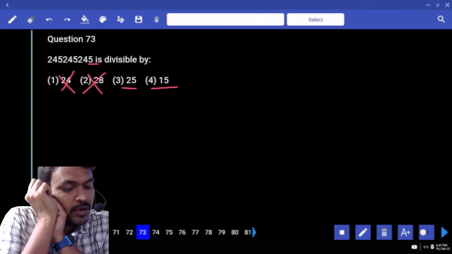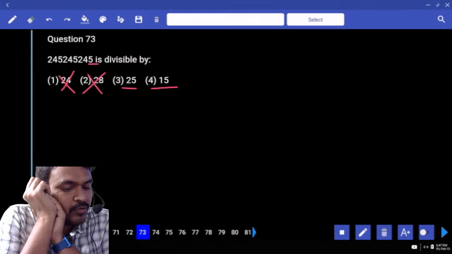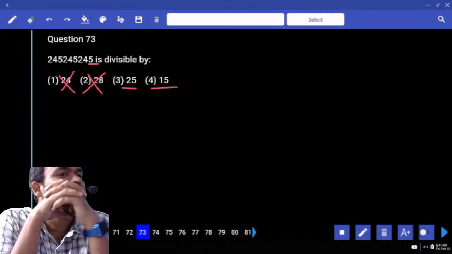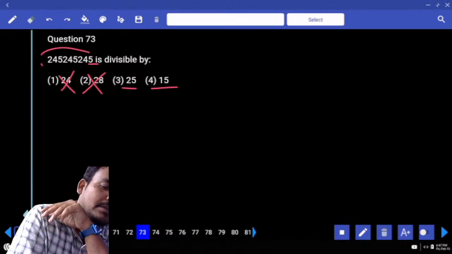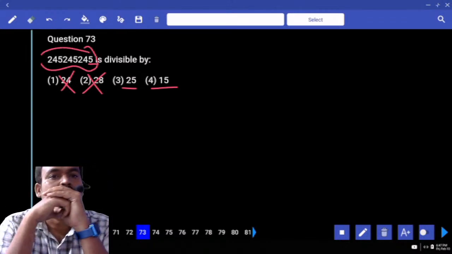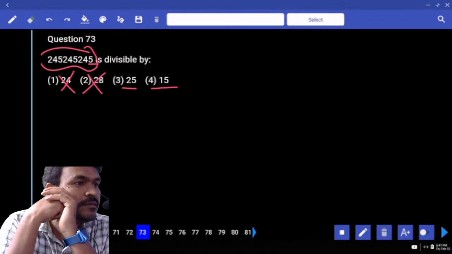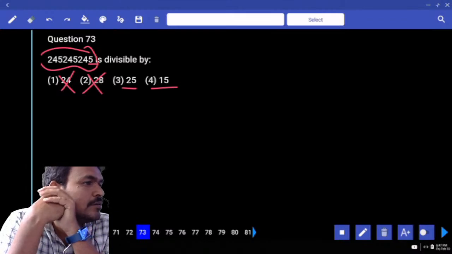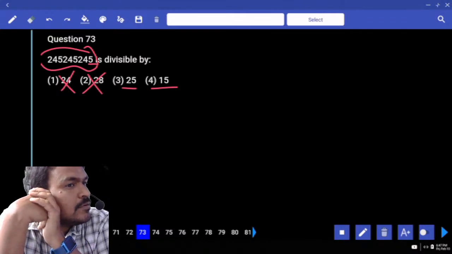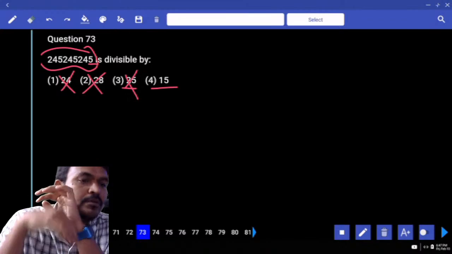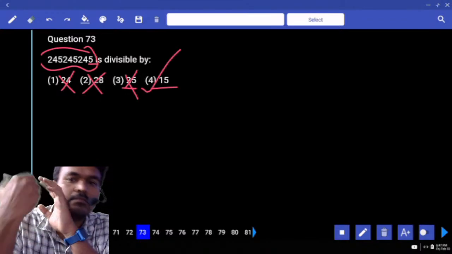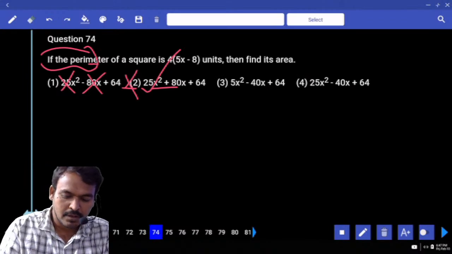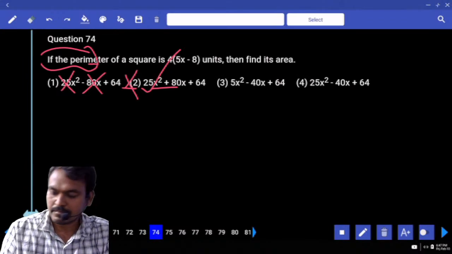And one more. 24524, 5245. What is the sum of the digits? 33. 33 means it is a multiple of 3. 25 is a multiple of 3? No. 15 is a multiple of 3? Yes. Okay. Next, question number 74.